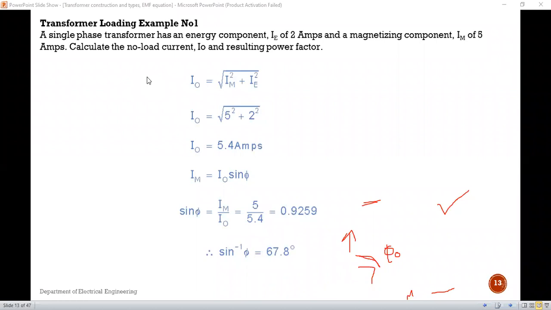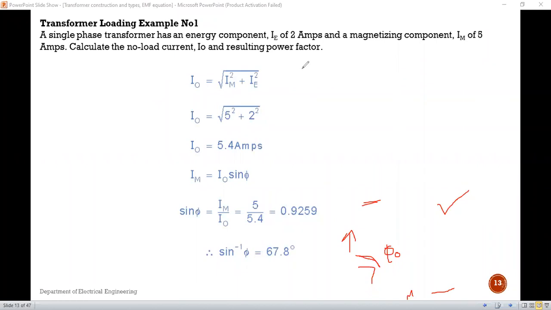Read the problem carefully. A single phase transformer has an energy component, also called the working component, IW, of 2 ampere, and the magnetizing component, IM or I mu, of 5 ampere. Calculate the no load current I0 and the resulting power factor. We want to calculate the resulting power factor also.